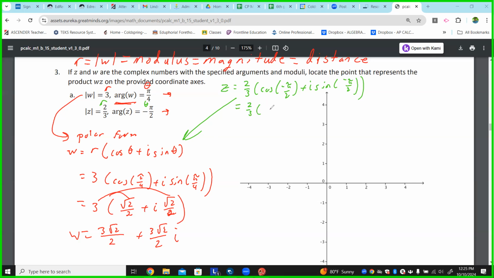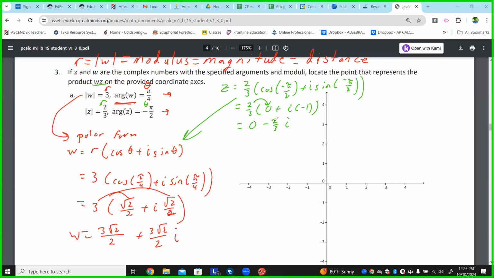All right. So this was 0 plus I times -1. So this is kind of nice. We got whole numbers. What's 2/3 times 0? 0. What's 2/3 times -I? -2/3 I. Right. We've now calculated our Z. So the question here was locate the point that represents the product of WZ.